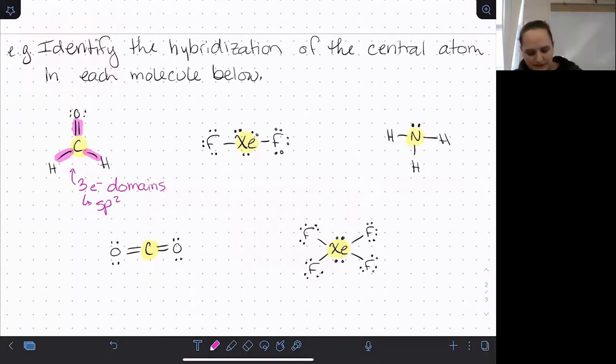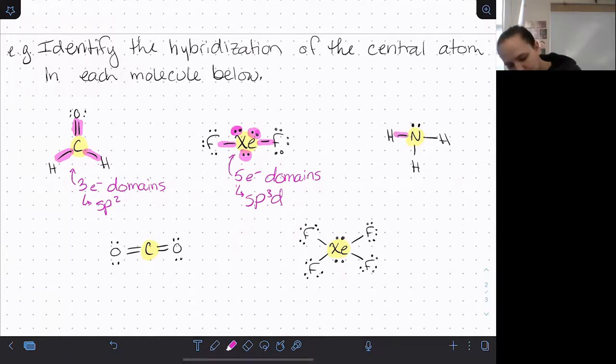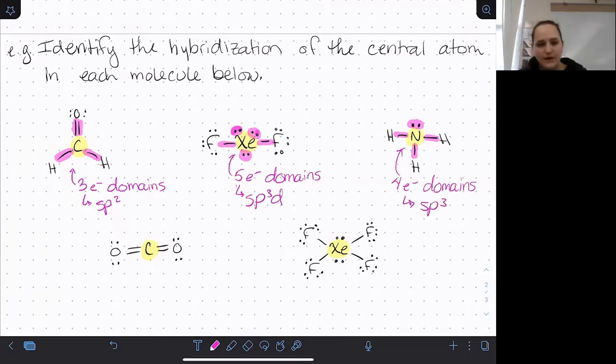sp2 hybridized. In the next one, our xenon is connected to a fluorine and another fluorine, and it has 1, 2, 3 lone pairs. So that gives it a total of 5 electron domains, which we call sp3d. Next up, in the top right, we have ammonia connected to 1, 2, 3 peripheral atoms, plus it has a lone pair. So that is 4 electron domains, which we call sp3.